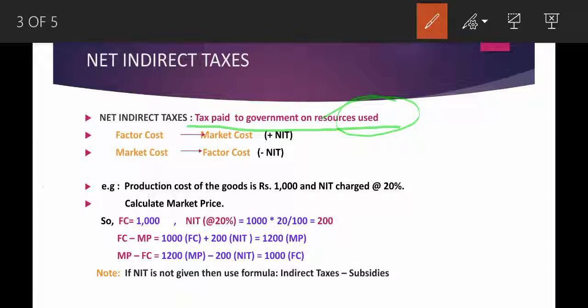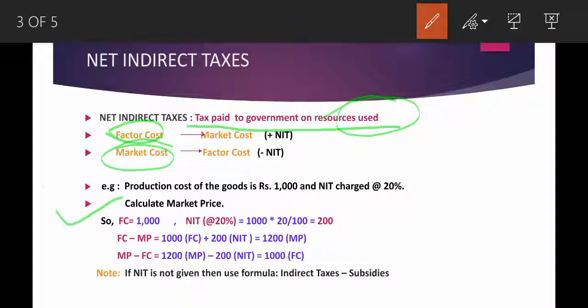Under this topic we have two new terms, that is factor cost and market cost. Now the question arises, what is your factor cost? What is your market cost? So let's understand this with the help of the example given below.